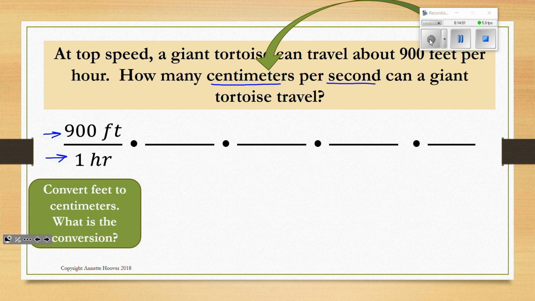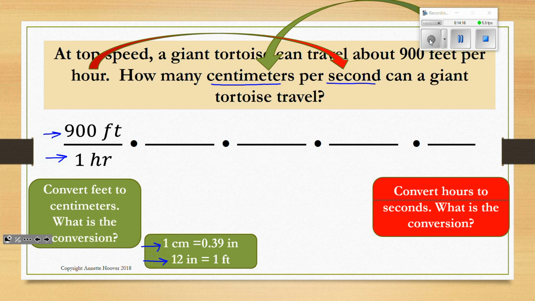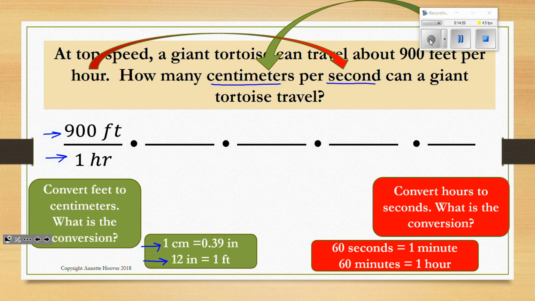This is going to be a 2-step conversion. First, we're going to have to convert feet to inches, and then convert inches to centimeters. We're also converting hours to seconds, and again, we've talked about hours to seconds before. We know it's a 2-step process, or you can use the 3,600 seconds equals 1 hour, or you do it in 2 steps.